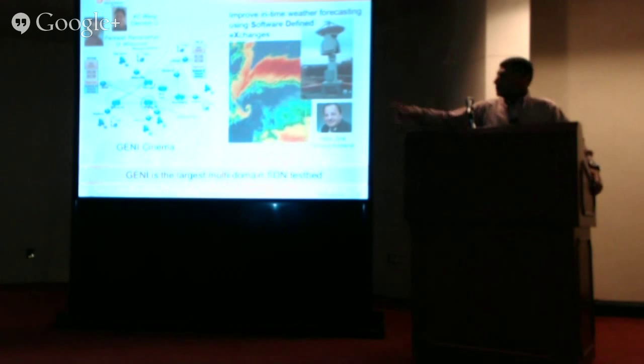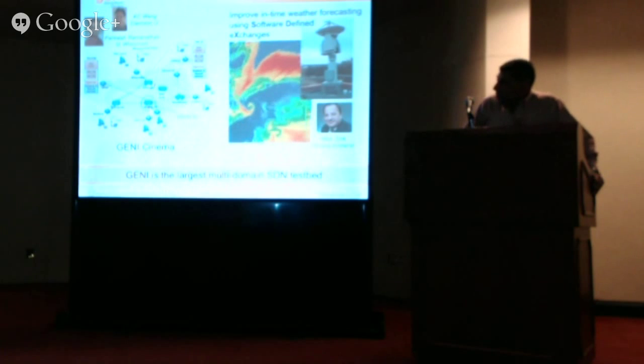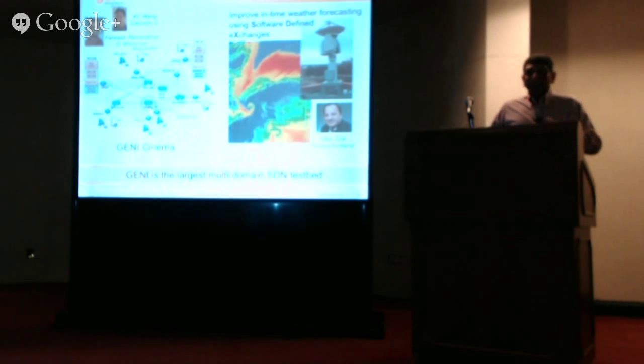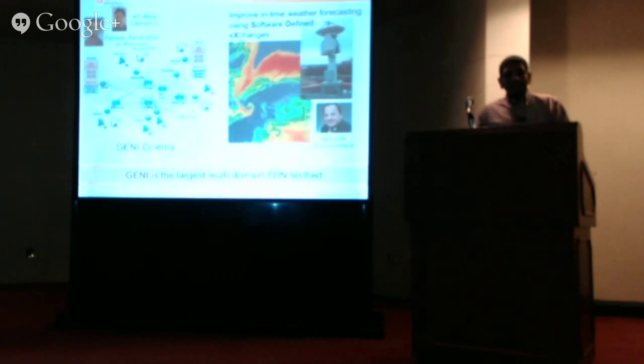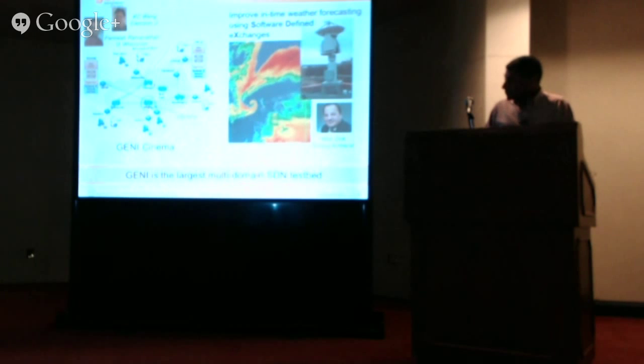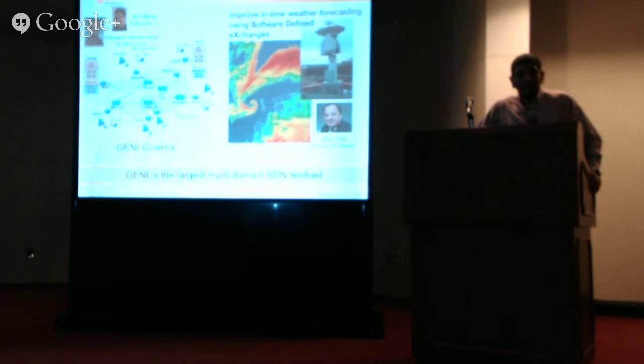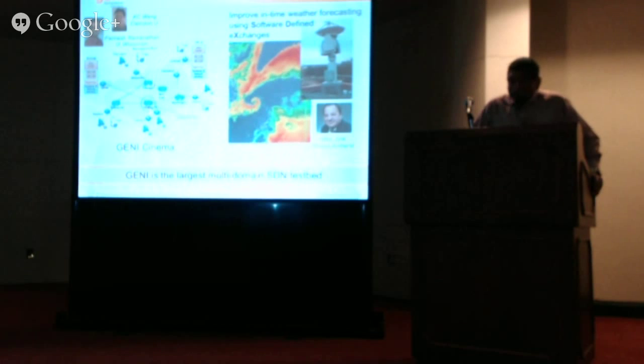Another example of the software-defined networking research. We have Parmesh in the back of the room and Casey, who are deploying a very interesting service called GENI Cinema on GENI. It's a video streaming service where you can stream video and people can access it. They use OpenFlow in the network to find the best source, the location for the server that can give you the best video.